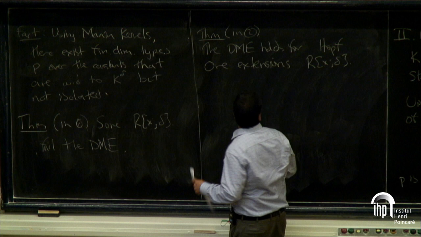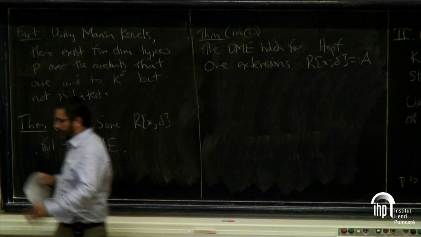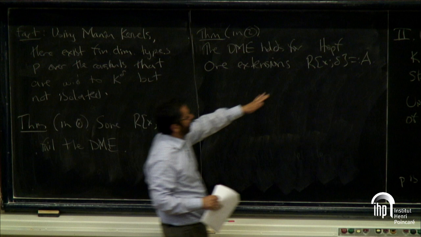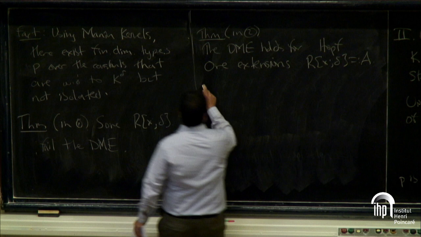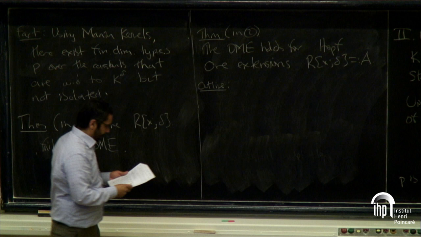So my A is this. R is a commutative differential ring, and I look at the Hopf extensions, and you look at the class of all Hopf extensions. So you range over all finitely generated commutative differential algebras and look at the Hopf extensions you produce. And in that class of algebras, the DME does hold.